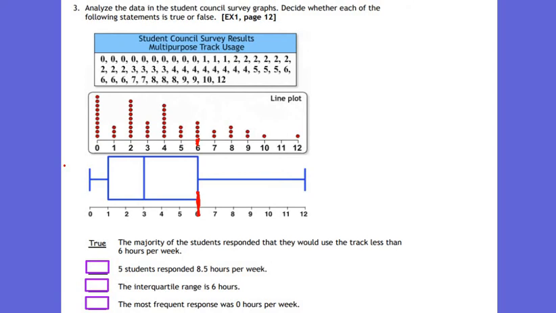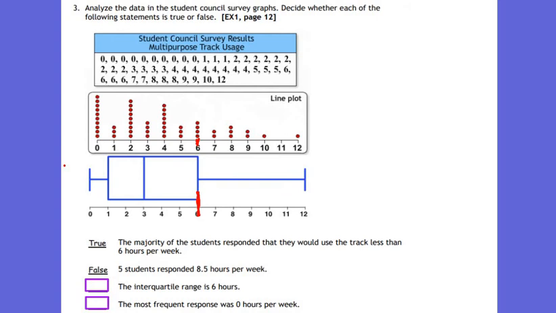So these are all true and false. The next question, again, I don't want to know true and false yet. I want to know which graph you would use. 5 students responded 8.5 hours per week. Which one would help me answer that question? The frequency table probably too, because can't you see if 8.5 is even listed? It's not even listed, and I don't see 8.5 listed in the line plot either. So is this true or false? That would be false for sure.